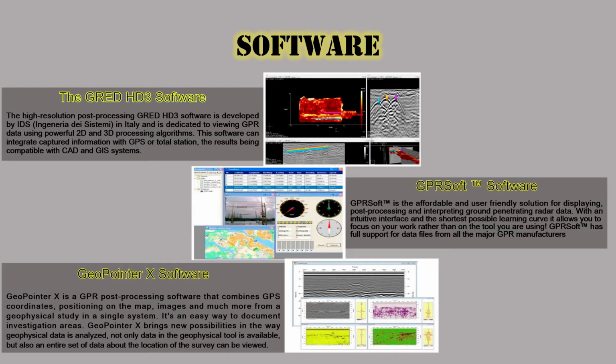In underground utility, we can use three software. First is the Grade HD3 software. This software offers the highest resolution post processing. Grade HD3 software is developed by IDS in Italy and is dedicated to viewing GPR data using powerful 2D and 3D processing algorithms. This software can integrate captured information with GPS or total station, the result being compatible with CAD and GIS systems.